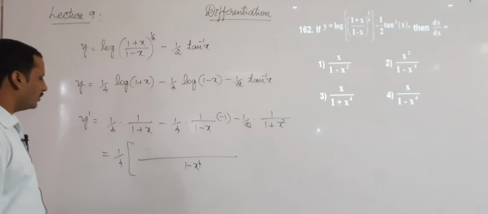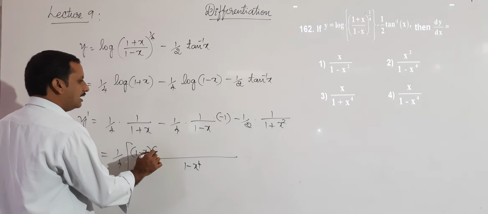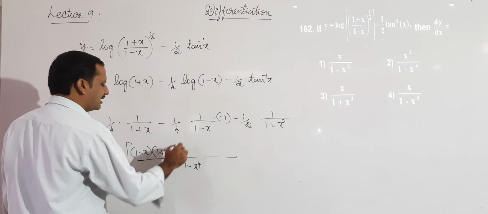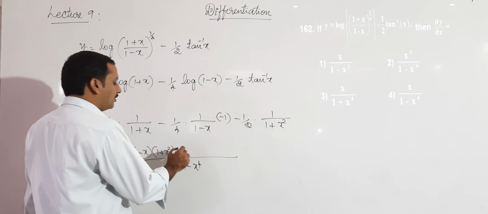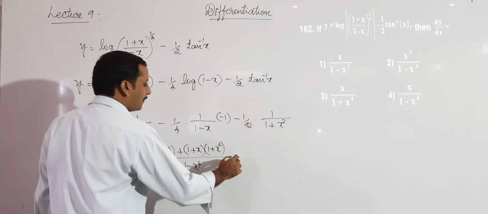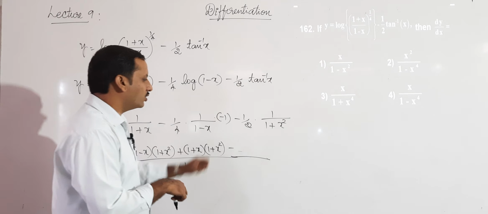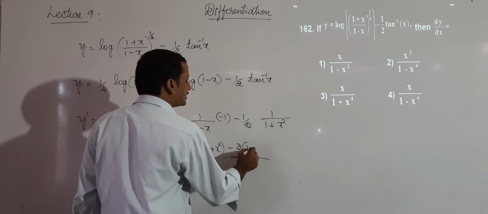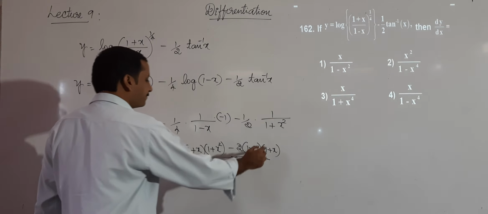So here what do we get? Here we get 1 minus x into 1 plus x square. Minus into minus will become plus. This 4 I have already taken out. So here you will have 1 plus x into 1 plus x square. Minus, here 2 also, because I have taken 1 by 4 out, so another 2 will come to the numerator: 2 into 1 minus x into 1 plus x, so that is 1 minus x square.